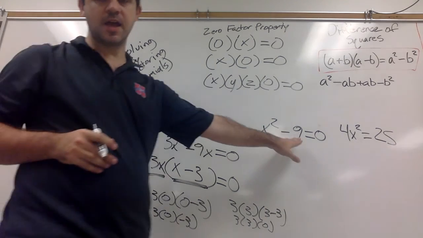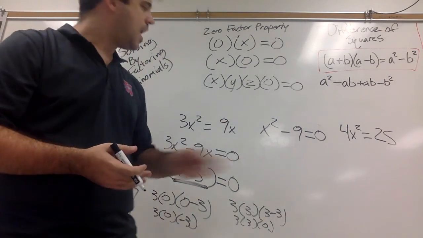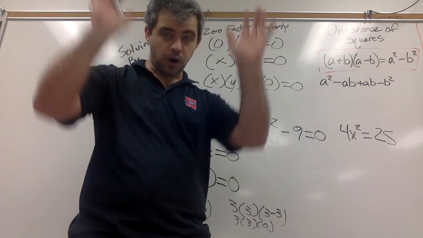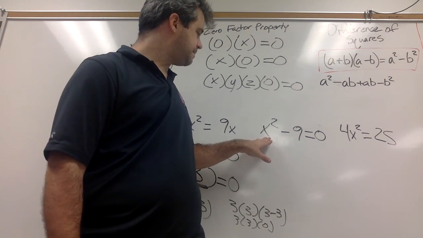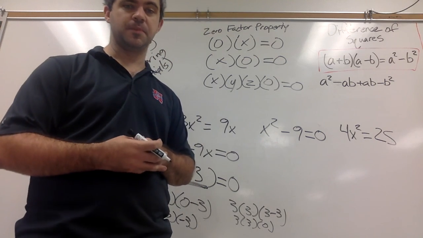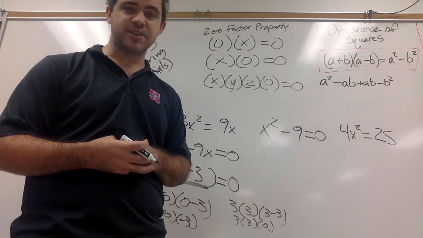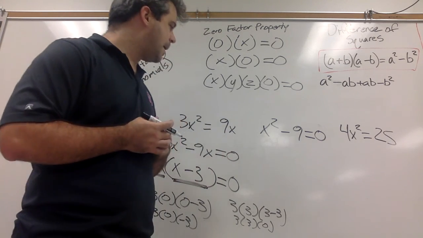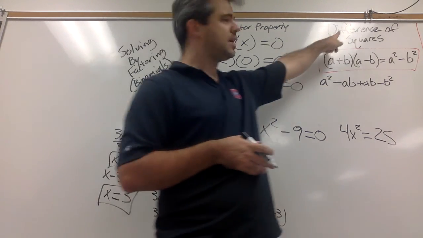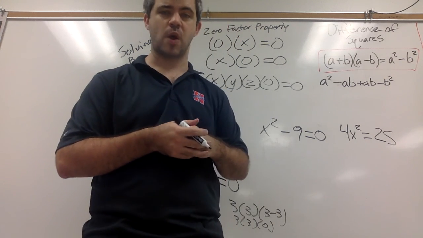Okay? Let's look at this example right here. This is already set equal to 0. Hooray! But there's no greatest common factor here. Now, we could solve this using the square root method. Nothing wrong with that. Use that if you want. But we're going to try factoring using a pattern called difference of squares.